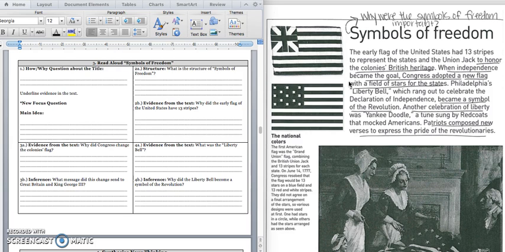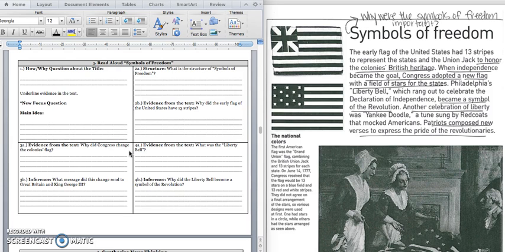They were breaking away from Great Britain, and one way to show that they were breaking away is to change their flag. So in 3A, I would write, Congress changed the colony's flag once the colonies decided that they wanted to be independent from Great Britain. Press pause to write down your answer and play when you're ready for 3B.